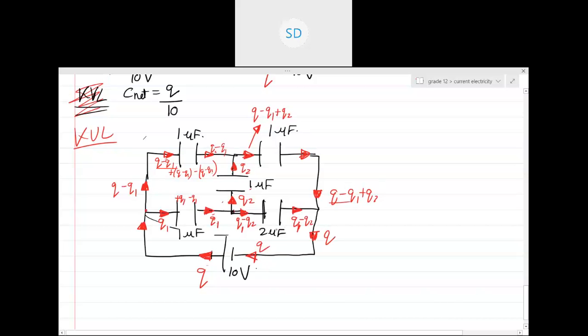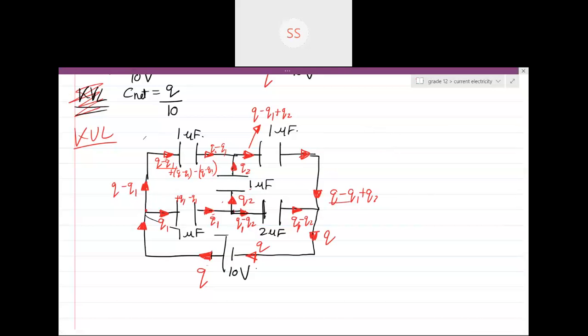Now, when you apply Kirchhoff, how many variables do you have? Three. How many equations do you need? Three. So let's start. Let's start from naming these points. Let's name them.